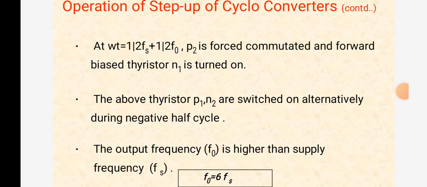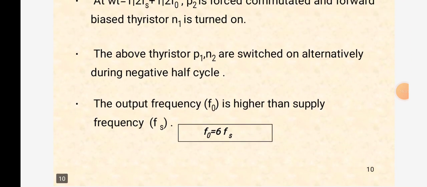The above thyristors P1 and N2 are switched on alternatively during the half cycle. The output frequency F0 is higher than the supply frequency Fs. So that will be F0 is equal to 6 Fs.